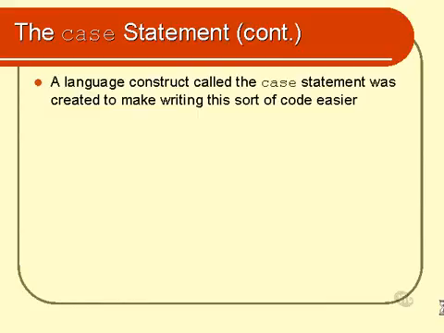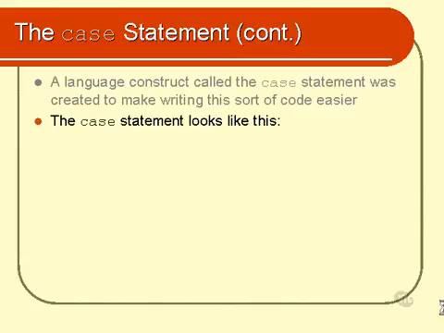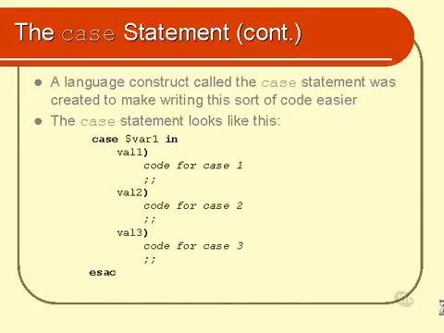And this is of course called the case statement, and it looks like this. We take our variable that we wish to compare to a bunch of values and we put it in between the words case and in. Then for each of the different values that we want to compare it to, we put them on a line by themselves, and we put a round bracket after each option that we're comparing to. Then we put the code for that particular option.